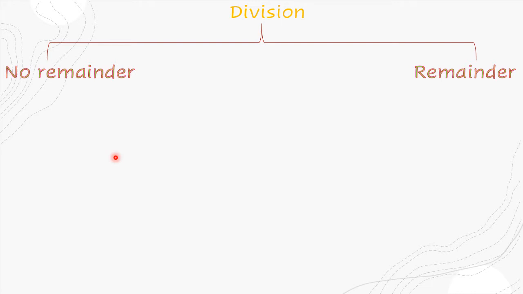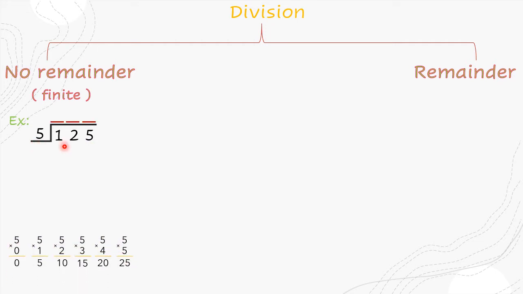Okay, let's see. But first, we have to know that no remainder is also finite. That means we have an end for this division. Let's know what is the meaning of this. Okay, example. If I have 125 divided by 5, that means here the dividend is 125 and the divisor is 5.